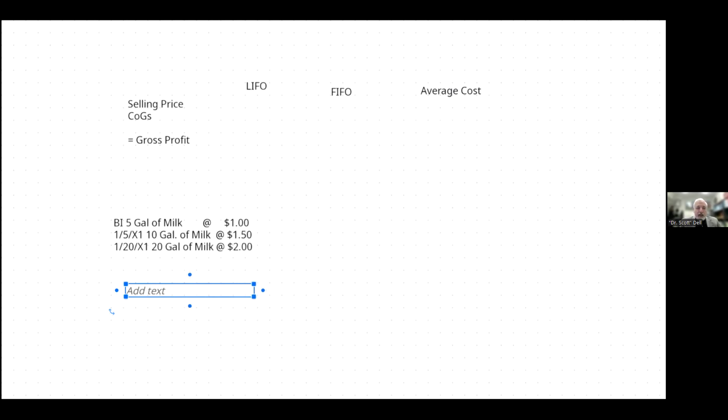Now, the bottom line question I'm going to ask is based on that $3 sale, and we're going to have our $3 sale here, and here, and the same sale in the same place for each method, for $3. Big question is going to arise. Are we selling the $1 gallon, the $1.50 gallon, or the $2 gallon?